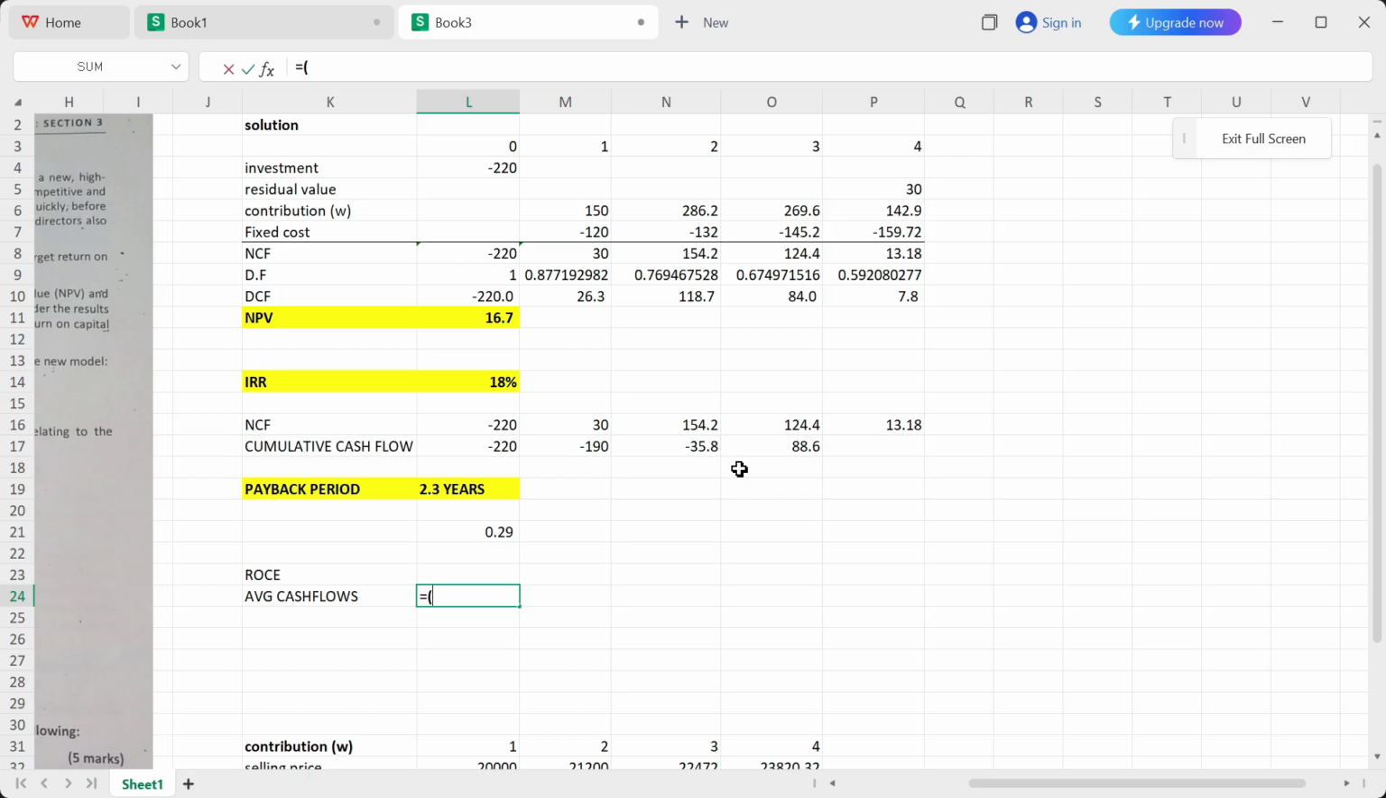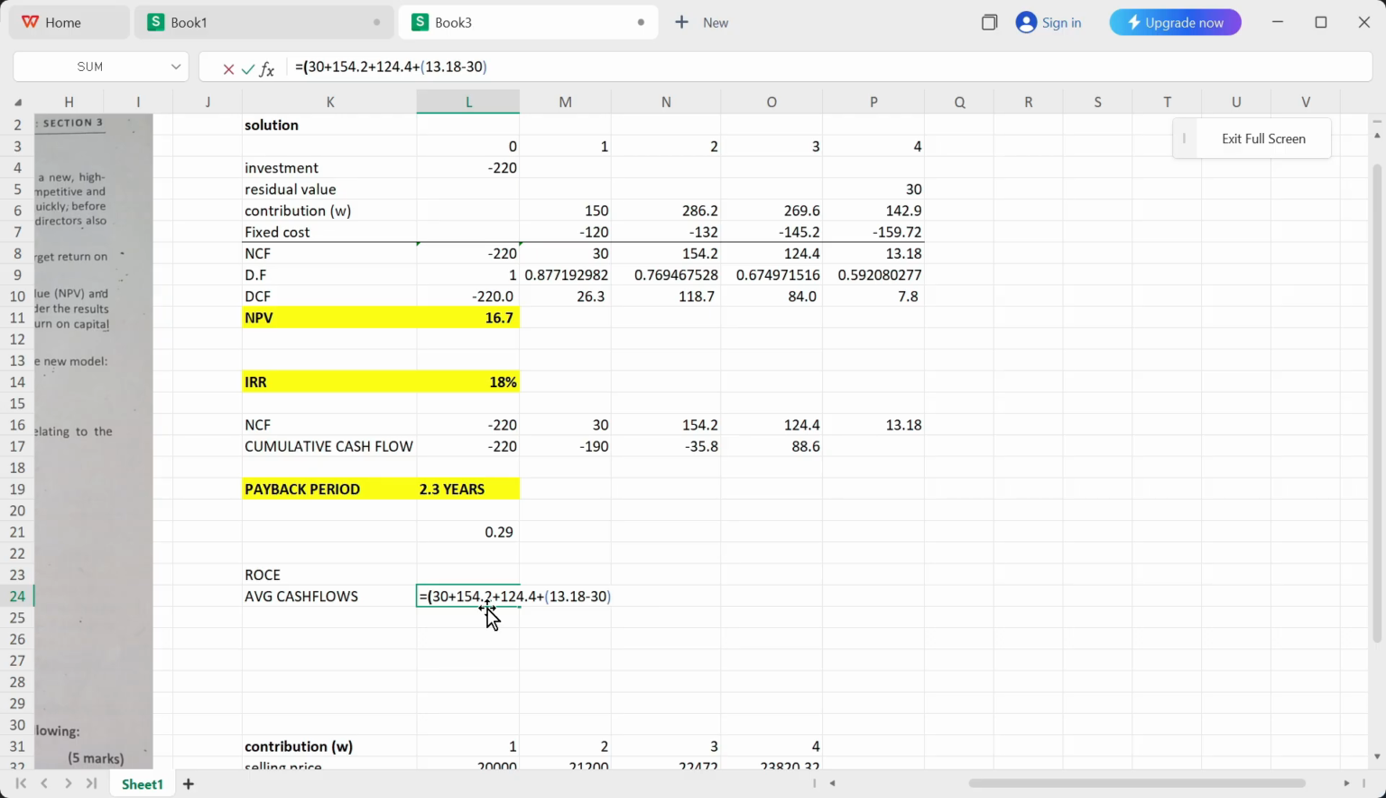For year 1, you can see that our net cash flow was 30. For year 2, you can see that our net cash flow was 154.2. For year 3, my net cash flow was 124.4. And for year 4, you should remember from my lecture, I told you that for the last year, you always take your net cash flow for the last year and then from that you subtract the residual value, because residual value is always given to us for the last year, right?